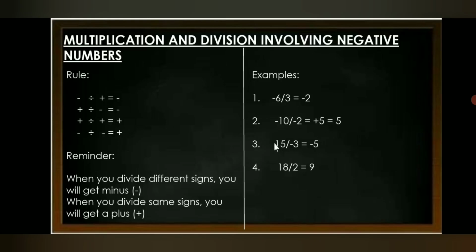Invisible plus divided by minus will give us a minus. And 15 divided by 3 will give us 5. Okay. Invisible plus divided by invisible plus will give us an invisible plus. 18 divided by 2 will give us 9.